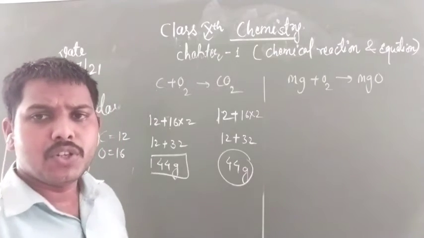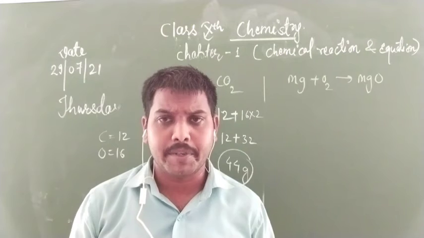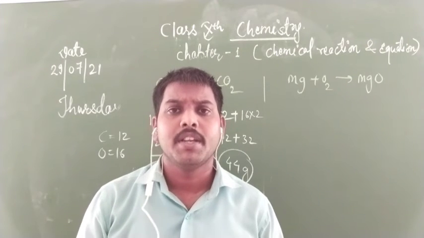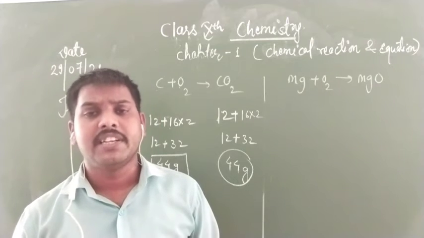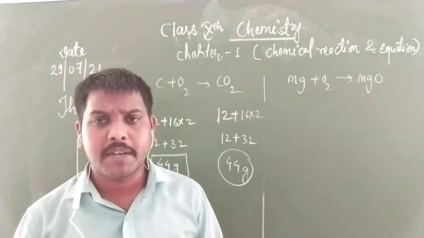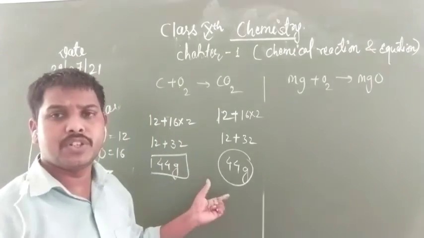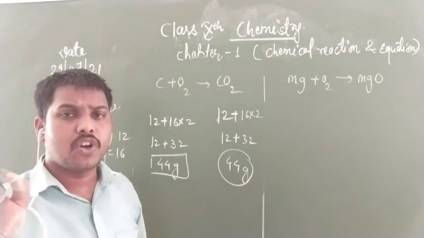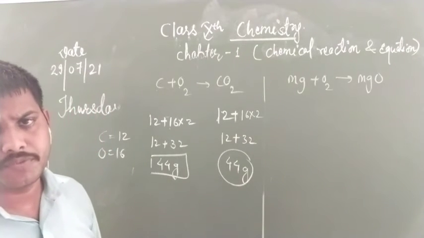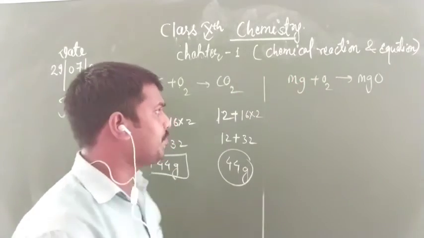Is it clear everyone? So there are two ways you can define the balanced chemical equation. The first is that if the number of atoms in reactant and product are equal, then this is the balanced chemical equation. Or you can say those chemical equations which follow the law of conservation of mass are called balanced chemical equations. Clear everyone? Now check this chemical equation.